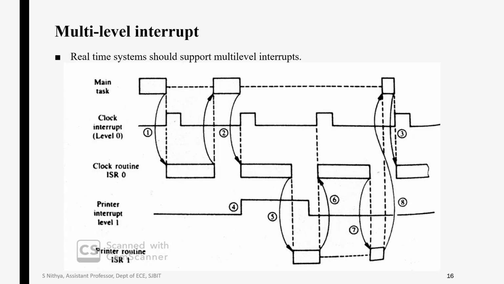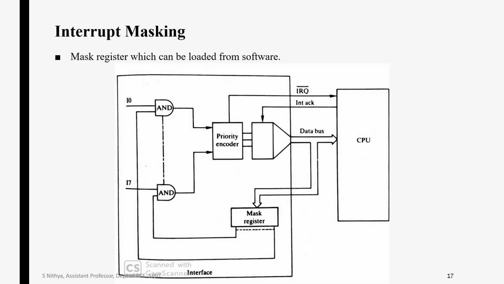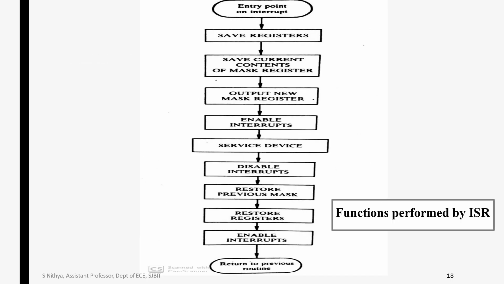And these are the multi-level interrupts, and this is interrupt masking. So this is how it is performed on IRQ. It will receive an interrupt, save the registers, save the current position, and load the new mask register, enable the interrupts and service the devices, disable the interrupts, restore the previous mask, restore the registers, enable the interrupt and return to the previous program. Okay, so this is how it performs.